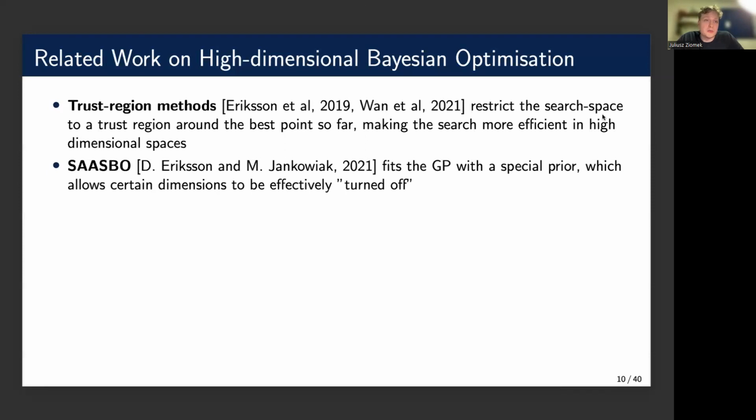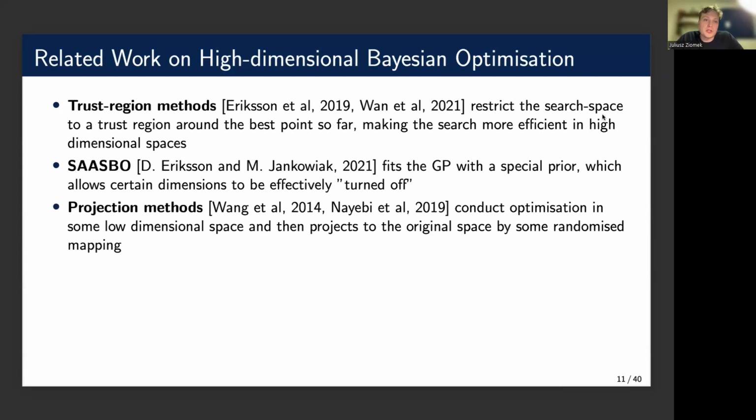Another direction of research has been sparse methods, with SAASBO being one of the most popular, which fits the Gaussian process with a special prior that effectively turns certain dimensions off. Surprisingly, in practice, many dimensions can simply be turned off without any loss to the optimization process. This also makes the optimization much easier, because we effectively reduce the dimensionality of the problem to a much smaller one.